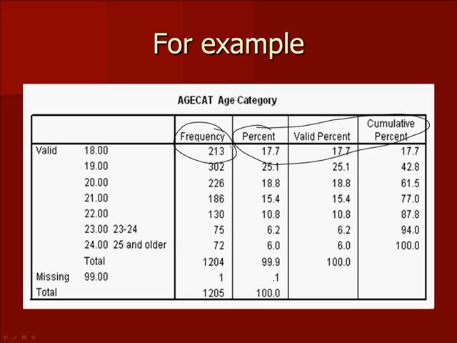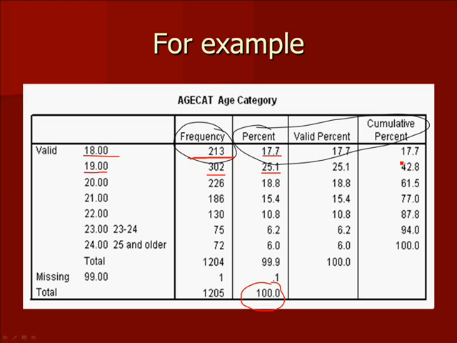So by looking at that, we can tell, for example, how many 18-year-olds we have and what percentage of our entire population those 18-year-olds represent. So for example, we have 213 18-year-olds, and that represents 17% of our entire sample. We have 19-year-olds, and of those we have 302, and that represents 25%.